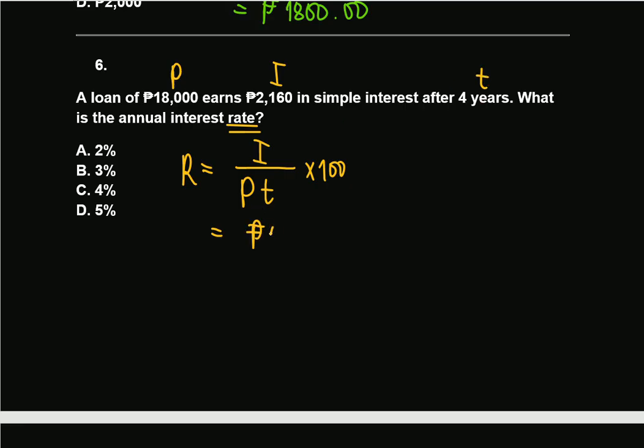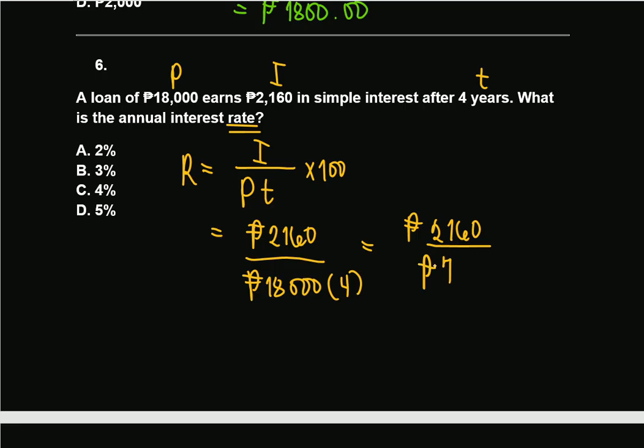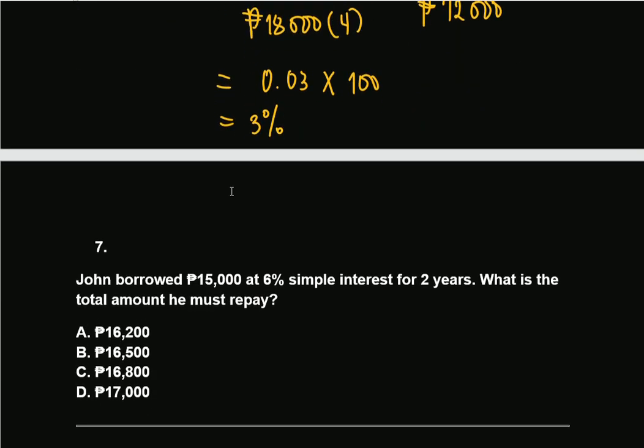Okay, so 2,160 over 18,000 times time, that is 4. Let's multiply first the 18,000 by 4 to simplify it. That is 72,000. So we got 2,160 over 72,000. Okay, so this will be 0.03. Again, it needs to be in percent when it's rate. So, times 100. So we got 3%. Okay, letter B.